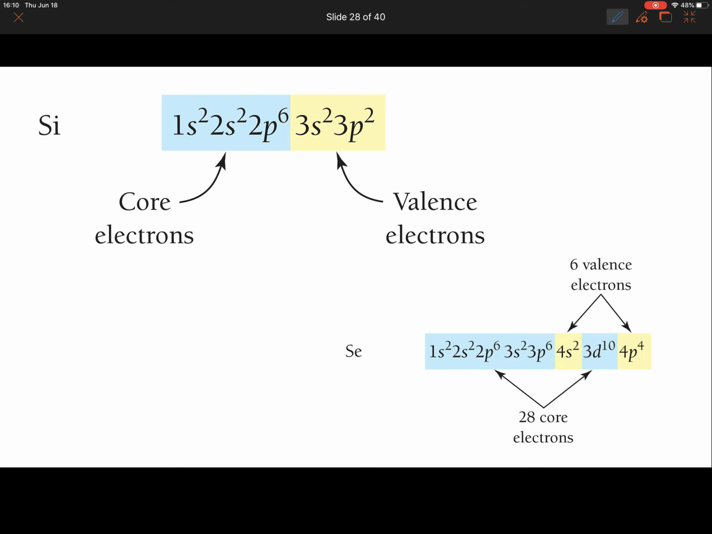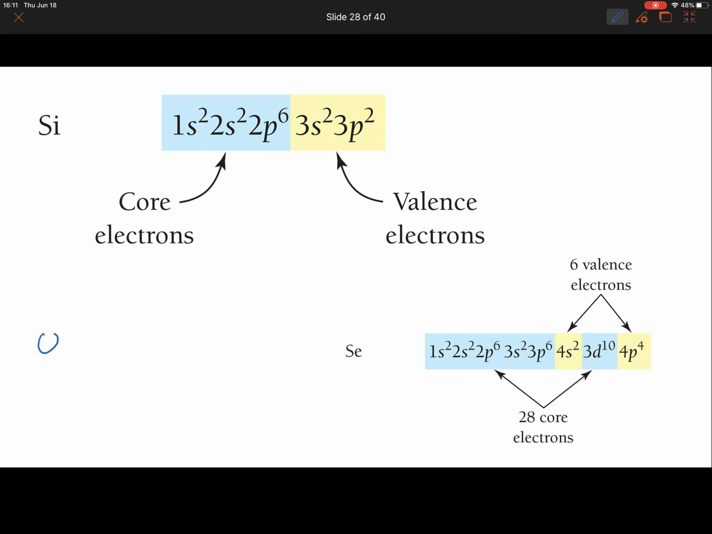Let's do another one. Selenium. Selenium is in the periodic table right underneath sulfur. Because it is right underneath sulfur, and sulfur is right underneath oxygen, whatever valence electrons oxygen has, we would expect selenium to have the same.